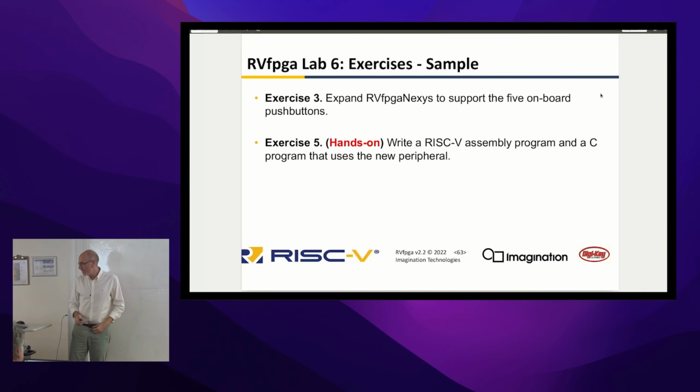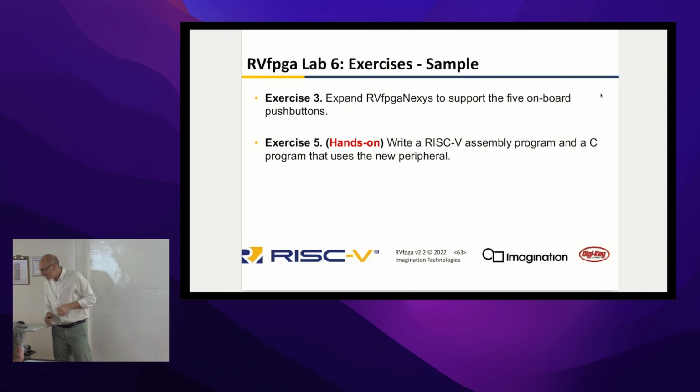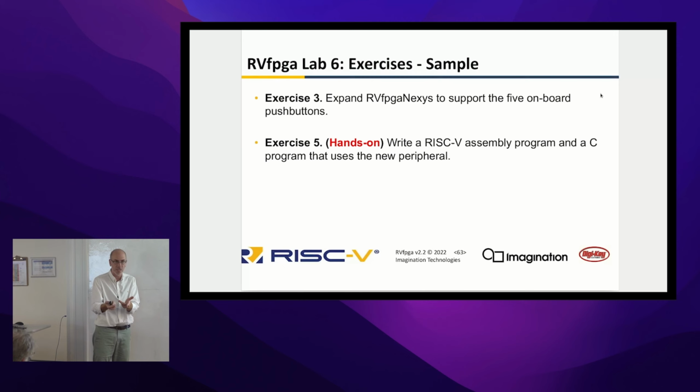So let's do another hands-on activity from Lab 6. I think this is quite interesting because in exercise 3, we ask students to expand the RVfpga Nexus to support the 5 onboard push buttons. Those 5 buttons are available on the board, but are not supported by the original system on chip that we provide and that we've been using. So as an exercise, we ask the students to modify the Verilog files in order to include another GPIO and communicate it with the buttons. Obviously, we're not doing this here.